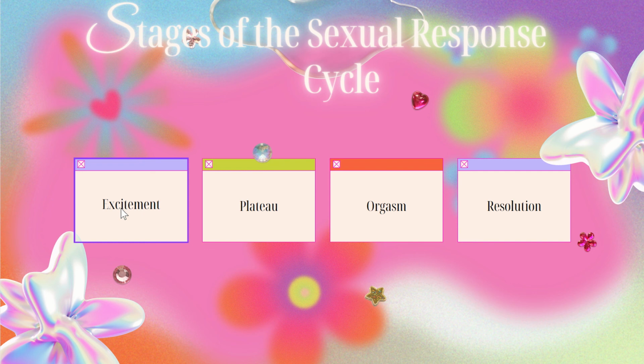This phase is intensified by flirting, sexting, and other sexual cues. So really anything can be considered foreplay, can be considered in this excitement phase.